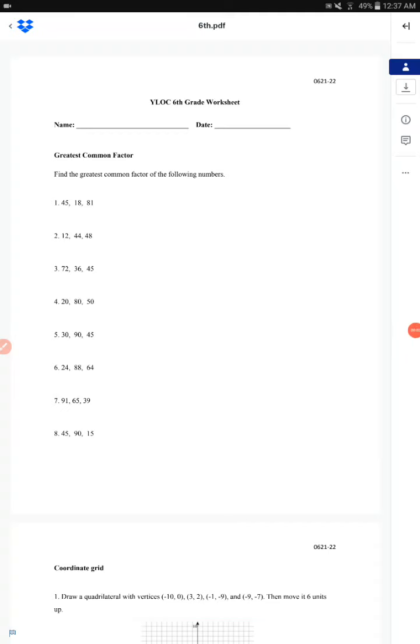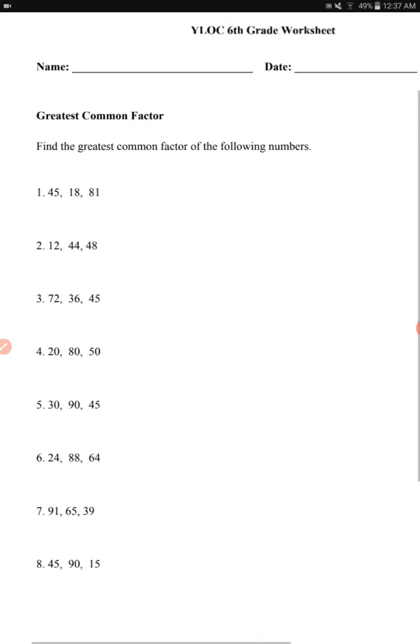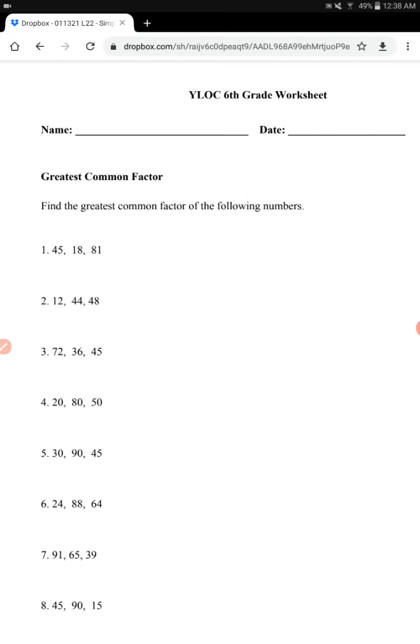Hey guys, welcome back to another lesson, and today we'll be first looking at greatest common factors. We already know this, it's pretty easy. Let's just do number one real quick.